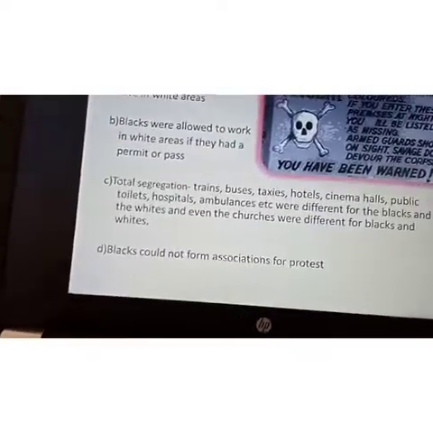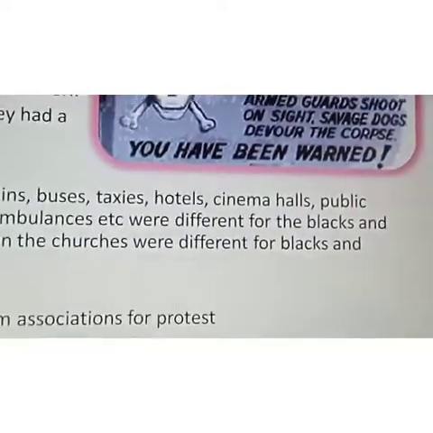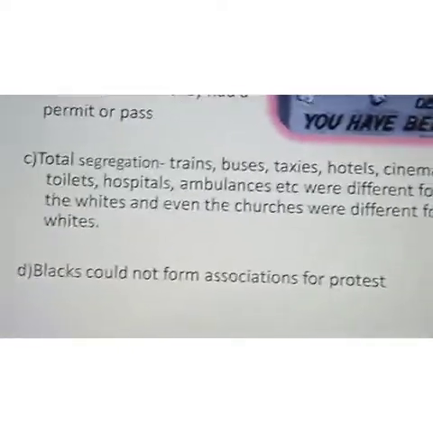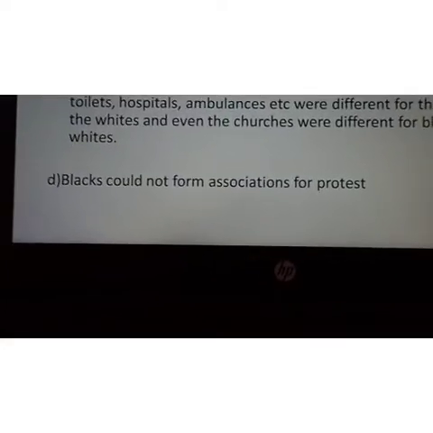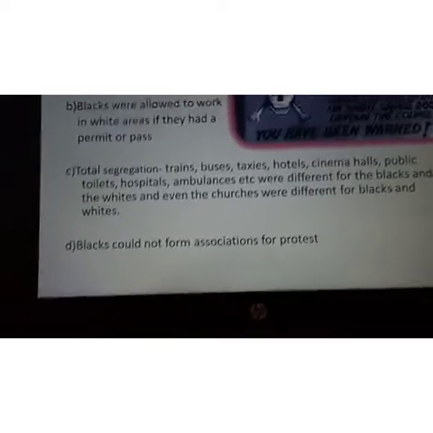Now, point number three: total segregation. Trains, buses, taxis, hotels, cinema halls, public toilets, hospitals, ambulances, etc. were different for the blacks and the whites. For the whites, all the better facilities, and for the blacks, separate, substandard facilities were given. This much we can understand, because whites were in power, so they could make laws like that.